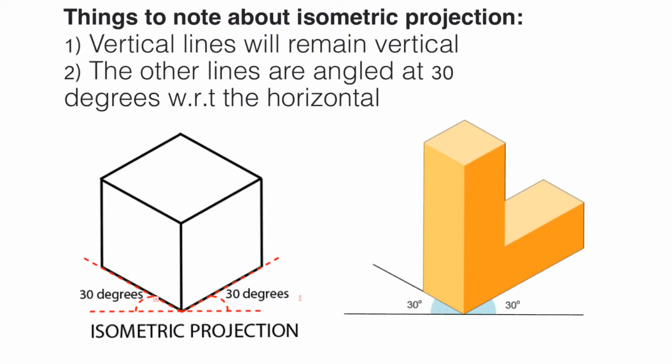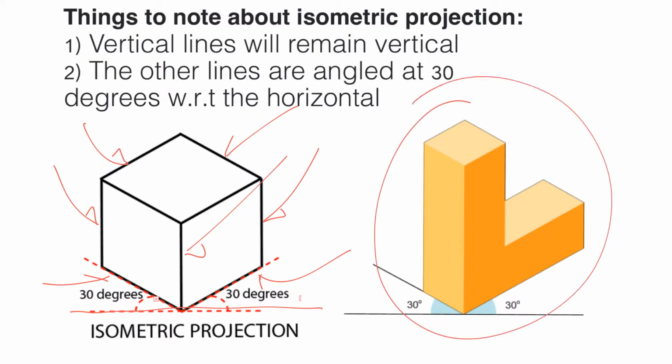To have greater clarity, what we can see over here, the three vertical lines in this particular cube will remain vertical with respect to the horizontal, and the other isometric lines maintaining an inclination of 30 degrees with respect to the horizontal. Similarly, you can also see the same concept being applied in this particular isometric projection object.